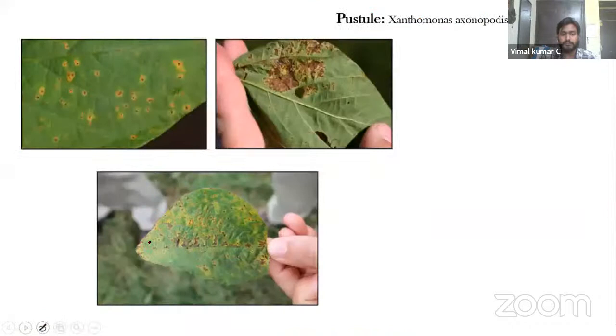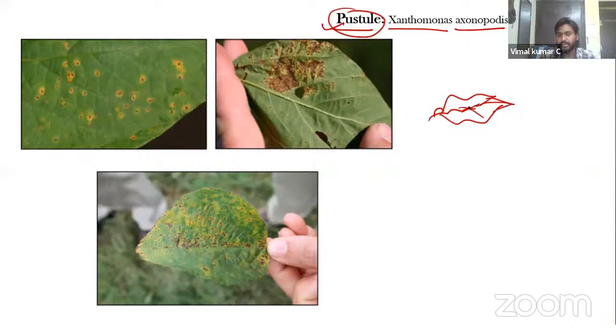Then coming to the next disease, that is bacterial pustule. The causal organism is Xanthomonas axonopodis pathovar glycines. How will you differentiate between bacterial blight and bacterial pustule? As the name indicates, pustule means a raised portion. Say this is a leaf; you can see some raised portions on the leaf, usually on the underside of the leaves. The corresponding upper surface of the pustule will have a yellow halo with a black center. This is how you can easily differentiate between pustule and bacterial blight.